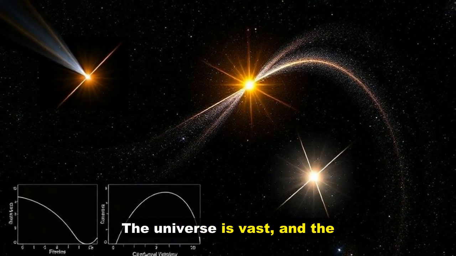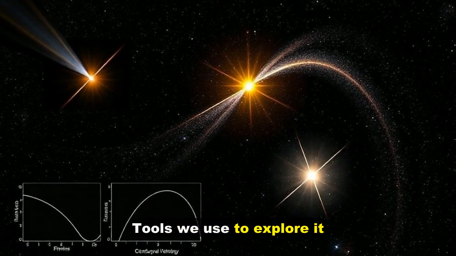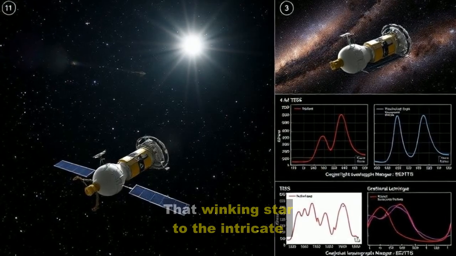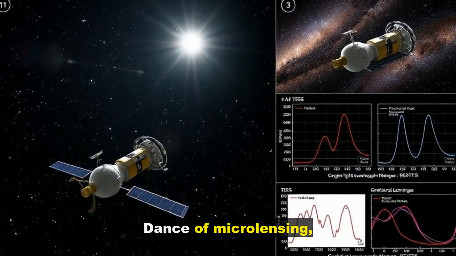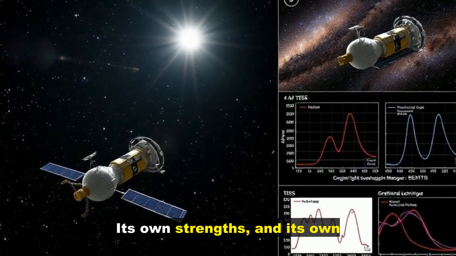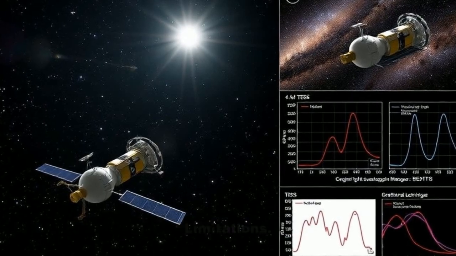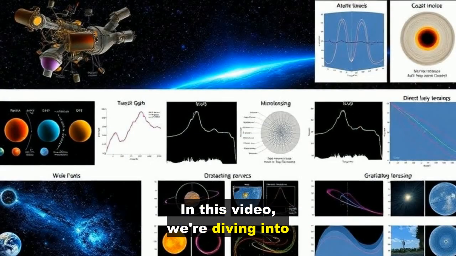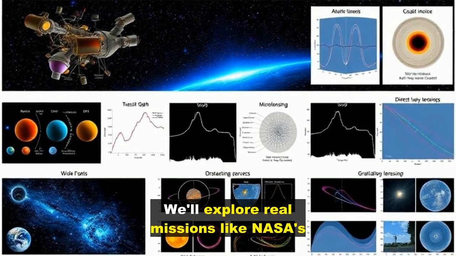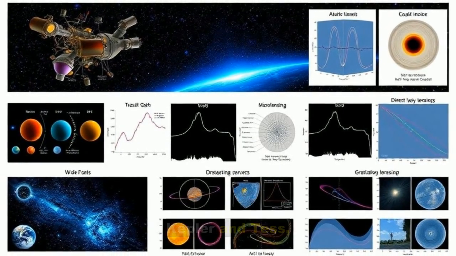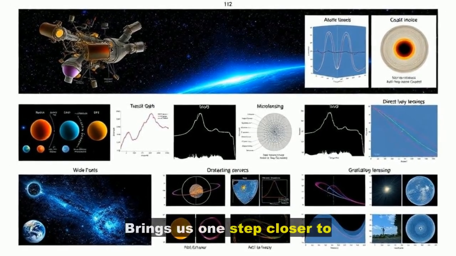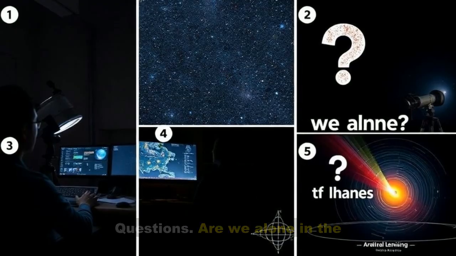The universe is vast, and the tools we use to explore it are equally diverse. From the transit method that spotted that winking star to the intricate dance of microlensing. Each technique has its own story, its own strengths, and its own limitations. In this video, we're diving into the fascinating world of exoplanet detection. We'll explore real missions like NASA's Kepler and TESS, and we'll see how each method brings us one step closer to answering one of humanity's oldest questions.